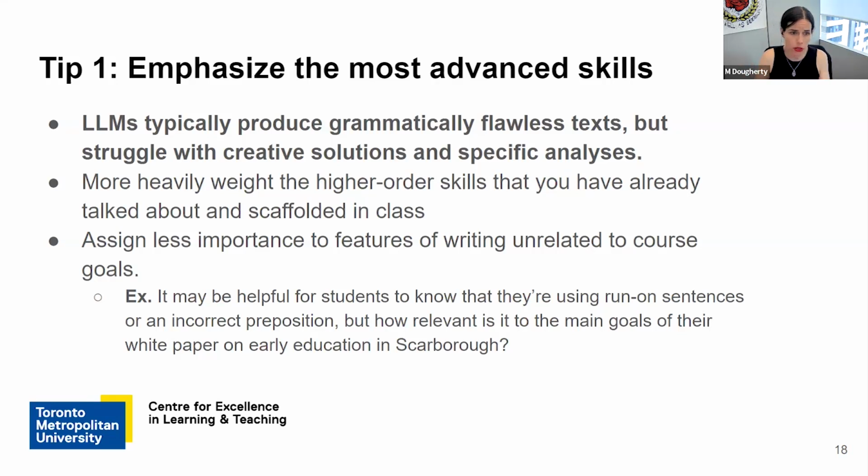So I would encourage you to think about how to more heavily weight those higher order skills in your rubrics and maybe assign less importance to features of writing unrelated to your course goals. So assuming that your course goals don't include, say, grammatically perfect writing or absolutely spot on organization, there are ways that those can matter for a course, right? I'm not saying that's never the case, but if those aren't major course goals for you, it might be more helpful to downgrade those in importance.